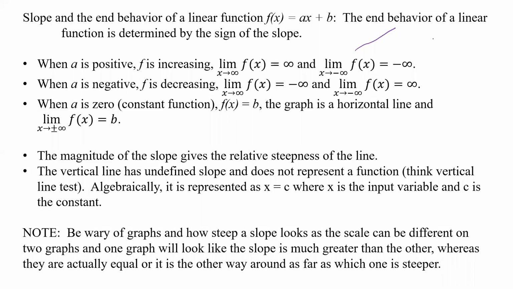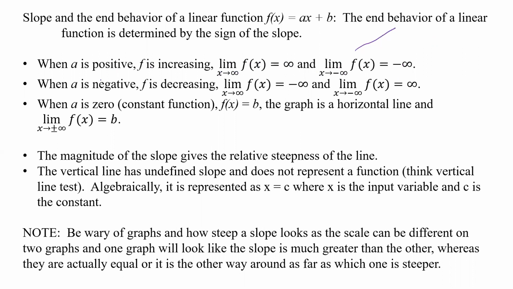So if we go to positive infinity for x, what's this output doing? Well, it's going up to positive infinity as well. So the limit of f of x is equal to infinity when x goes to infinity. Now, when we go the other direction, we go to negative infinity. Well, this is going down to negative infinity. So the limit of f of x as x approaches negative infinity is negative infinity.